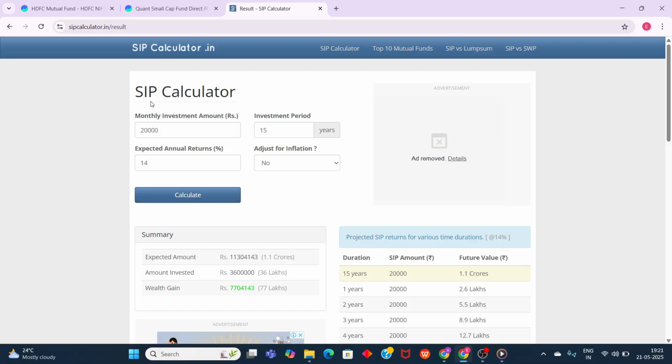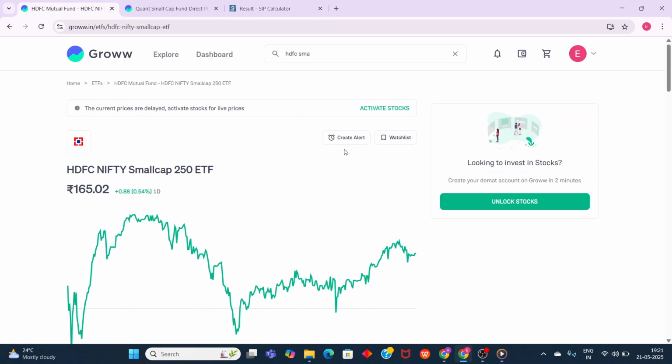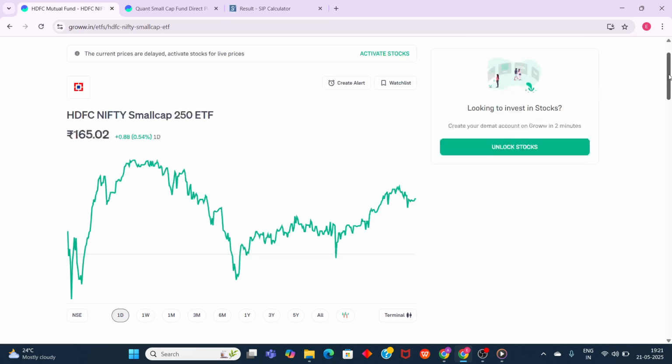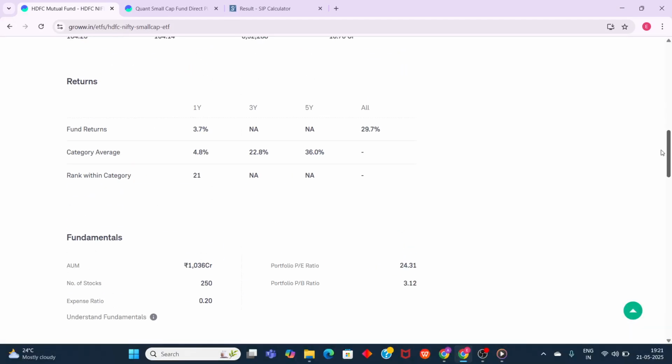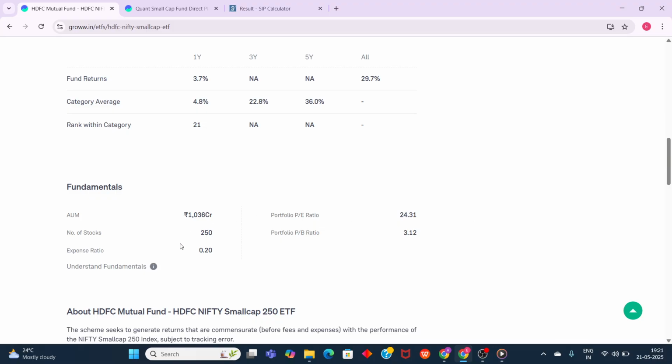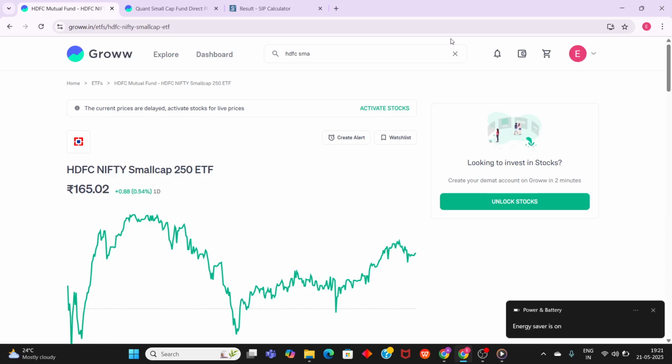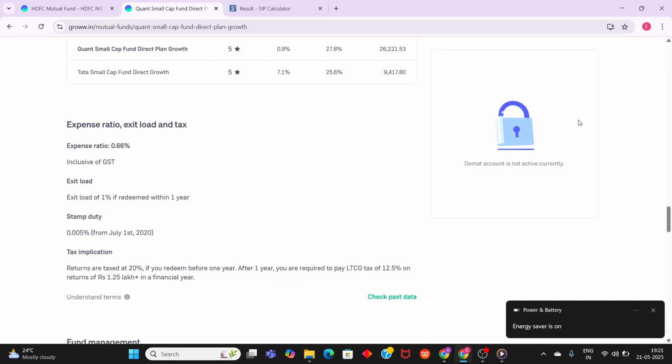Okay, so I'll just show it in the Groww platform. Let's assume the HDFC small cap 250 index, right? So here you can see that when it comes to the expense ratio and the exit load, the expense ratio is 0.20 in the case of the ETF. Whereas for the same mutual fund, you can see that the expense ratio is 0.66% for the small cap index, and the exit load is again 1%. Which I had explained to you and showed in the SIP calculator as well.